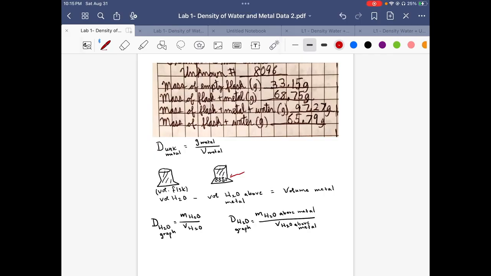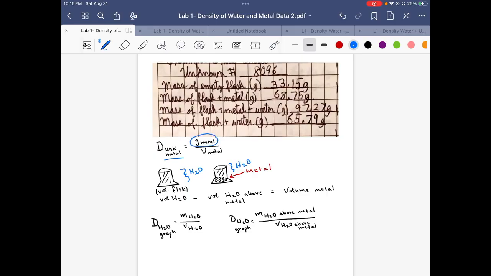So those little circles, we're going to assume that's the metal. And above that metal is the water that you put in there. And then over here, I have the water filling up the whole flask. And so we're going to use this information that you used from lab in order to figure out the density of the unknown metal.